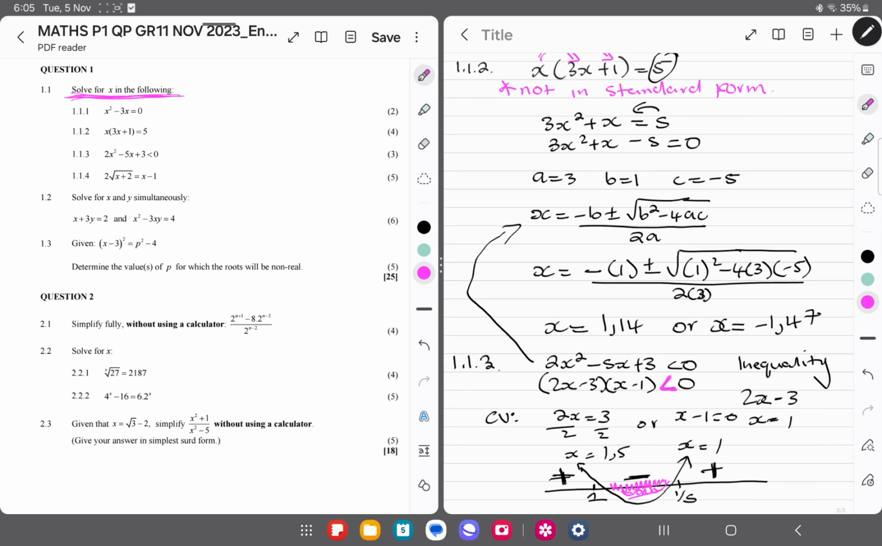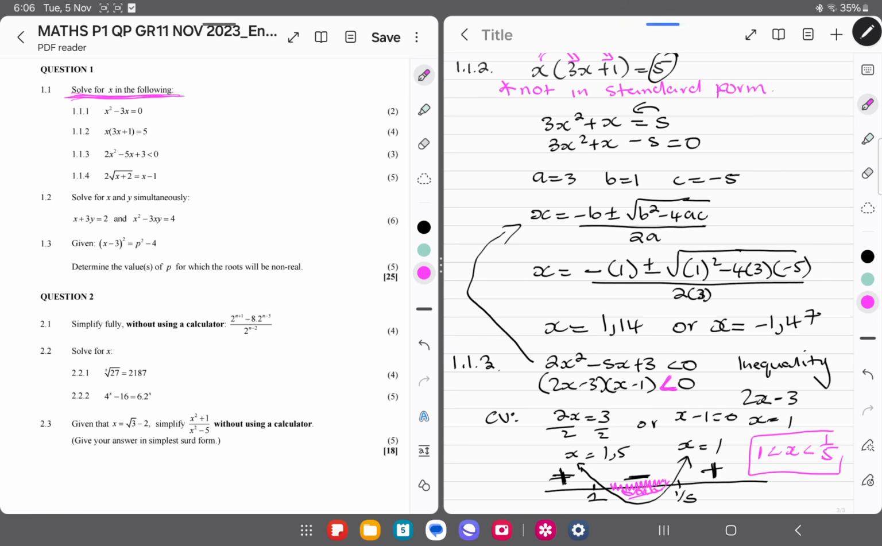And then there's no "or" here because it's joined. It's from 1 to 1/5. It's not this and that. It's just joined. So my answer is going to be 1 is less than x, which is less than 1/5. Are we clear on that one?